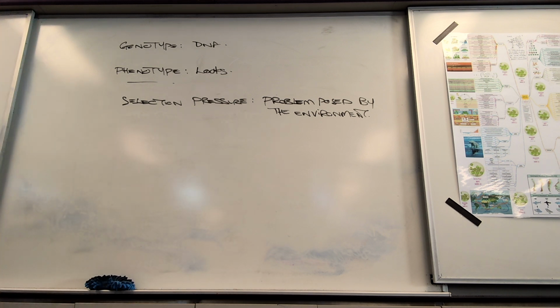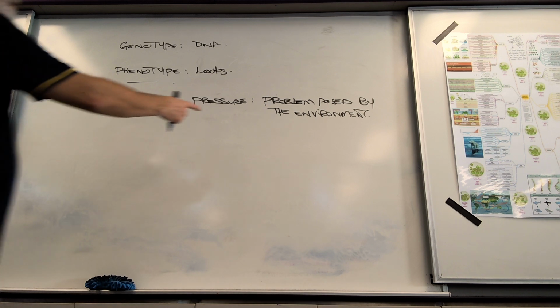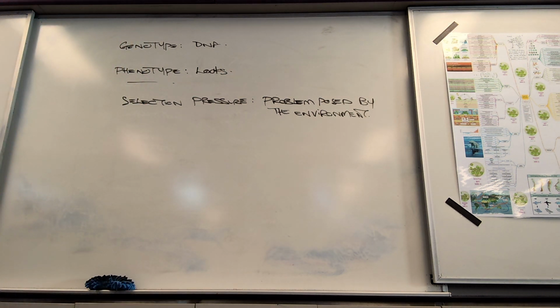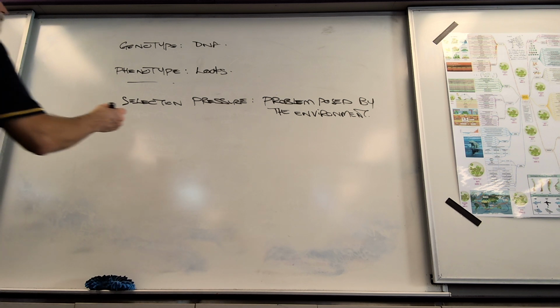Okay, the environment has a whole lot of problems. It's saying to the organism that you're talking about, can you survive this? Can you outrun the predator? Can you hide from the predator? Can you find water? Can you find food? Can you find shelter? Can you find a mate? All of these things you need to be able to solve if you're going to survive. So the problem that the environment is posing to the species is called a selection pressure. Okay?